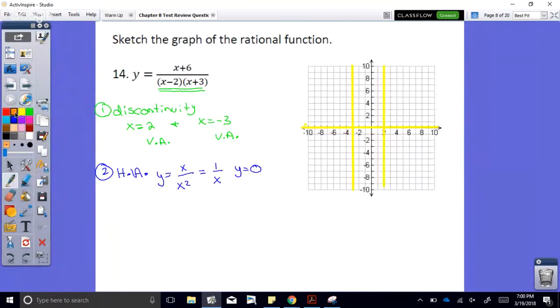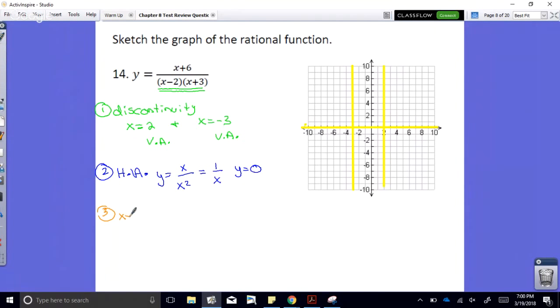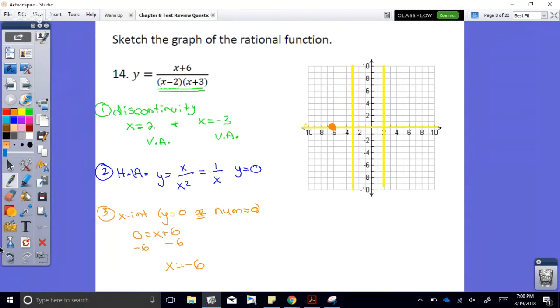Okay, from there, we usually look at the x and y intercepts. So again, to find the x-intercept, you let y equal 0, or the numerator equal to 0. And this time we have it, so I'm going to let 0 equal x plus 6. Subtract 6 from both sides, and I get x is equal to negative 6. This doesn't happen a lot, but it is possible to have an asymptote and an intercept. Okay, so I'm going to go ahead and put my dot there.